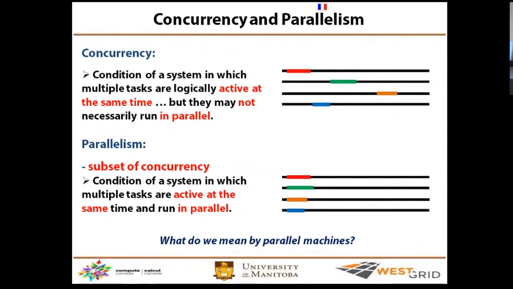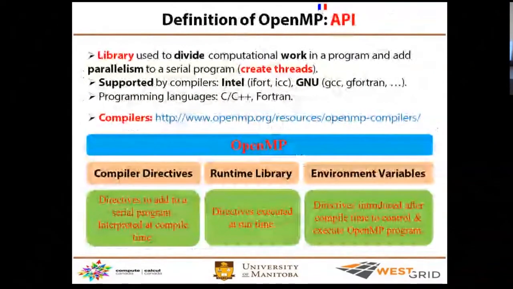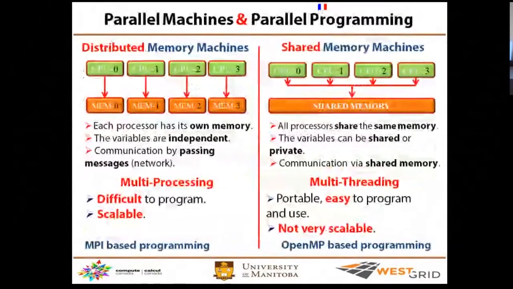Now, what do we mean by parallel machines? There are two types, and for each type of parallel machine there is a type of parallel programming. The first type is what we call distributed memory machines. In this case, it's like having many computers put together, and the connection between them is made by a network.